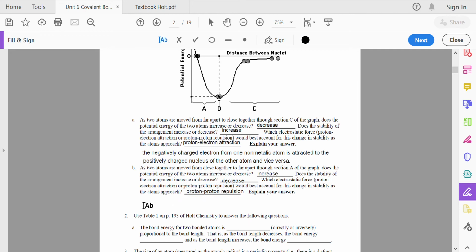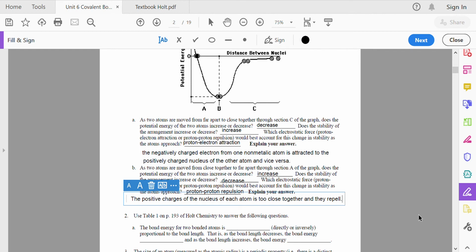So I'll put the positive charges of the nuclei of each atom are too close together and they repel.